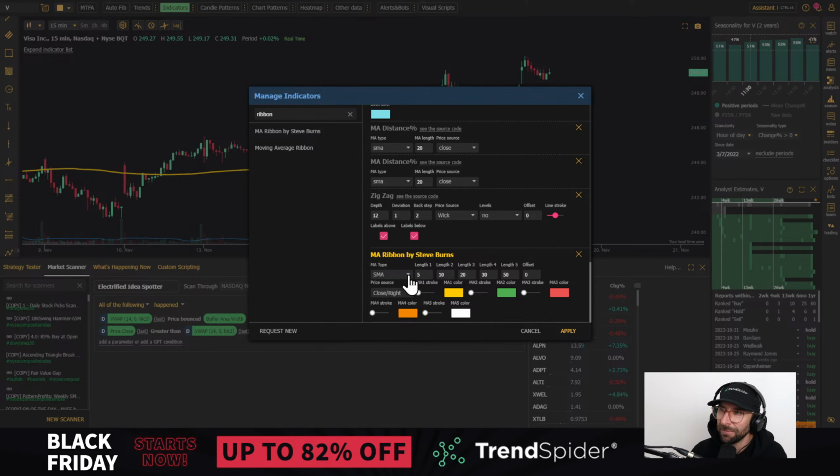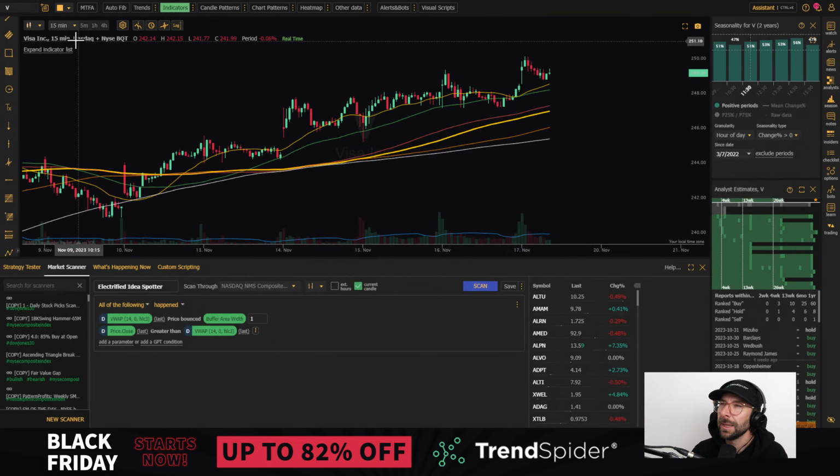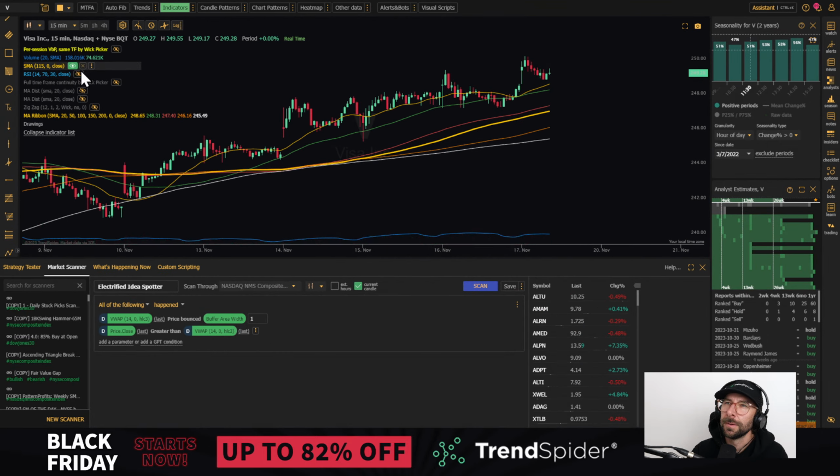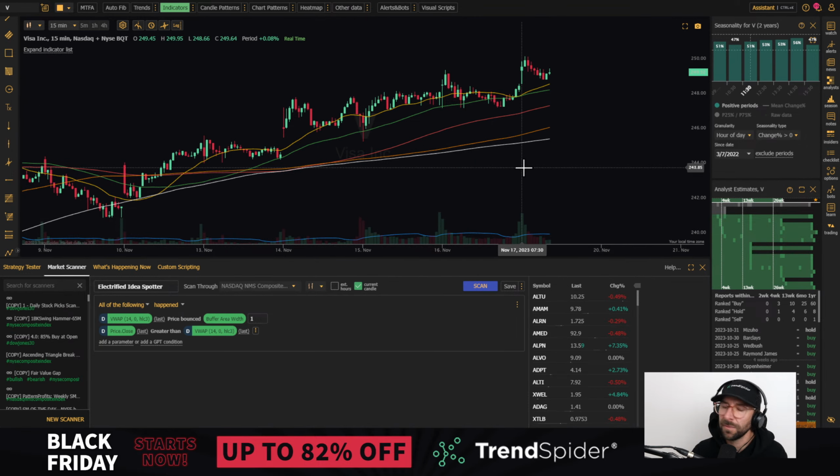So you select the moving average you want, and then here you input the lengths. By default, it's set to 5, 10, 20, 30, and 50. You can adjust the colors of all of those moving averages, the stroke of the line, and so on. But set this to whatever you want. Maybe you want 20, 50, 100, 150, 200. I don't know what you might want, but say apply, and there you go. Let me turn this off. There's your 5 moving averages.